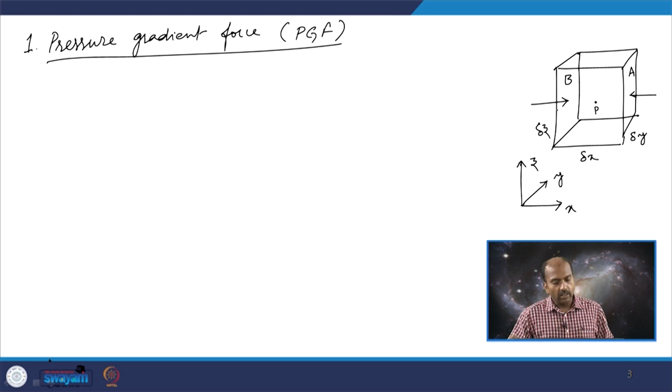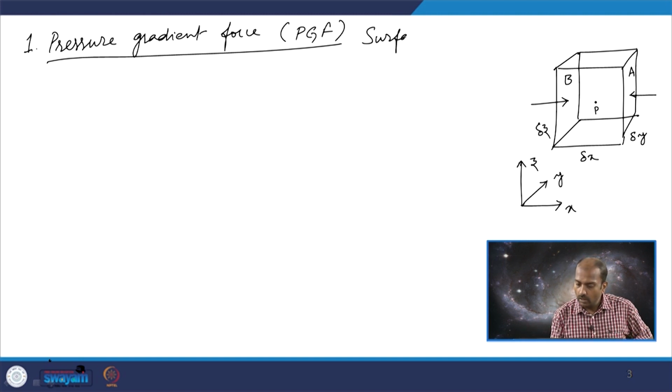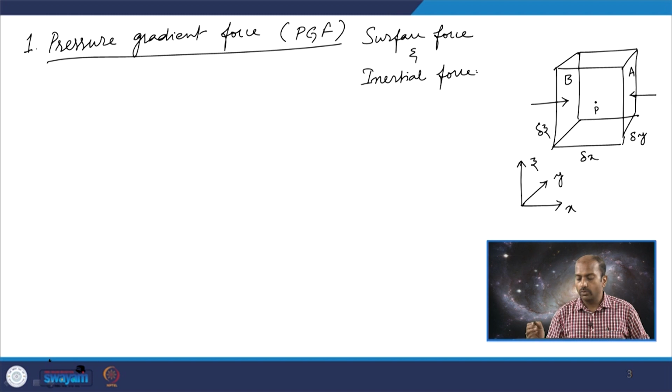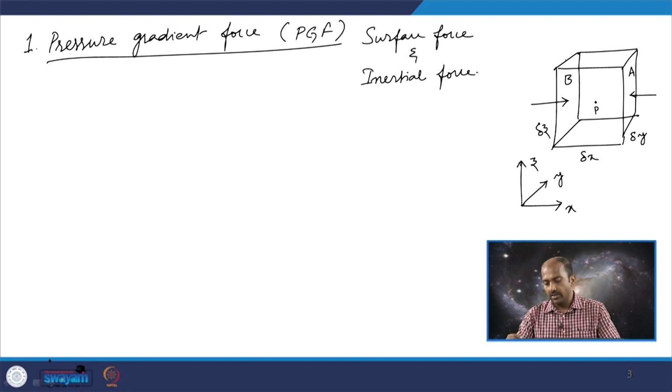Now, what are we trying to do? We are trying to derive an expression for the pressure gradient force. The pressure gradient force is a surface force. This is not a body force. It is a surface force, and what type of force is it? It is an inertial force, right. Now, what is the idea of force here? There are atoms and molecules inside this gas volume, right, and they collide and do some momentum transfer with the walls or among themselves.